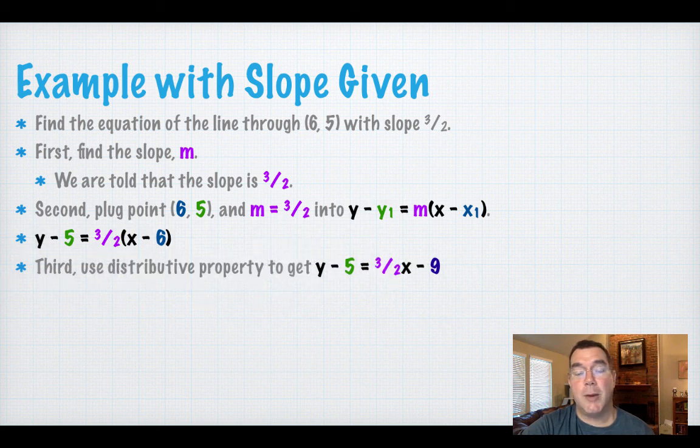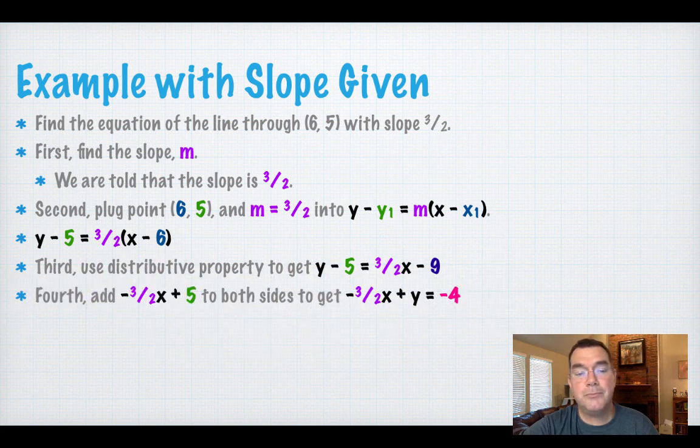Using the distributive property, the left-hand side stays the same, y minus 5, but the right-hand side becomes 3/2 times x minus 3/2 times 6, which is 9. So my equation is y minus 5 equals 3/2 x minus 9. No parentheses anymore, so now it's time to move everything to the proper side. I have x's on the right that need to move, and a 5 on the left that also needs to move. So I will add negative 3/2 x plus 5 to both sides, and my equation will be negative 3/2 x plus y equals negative 4.